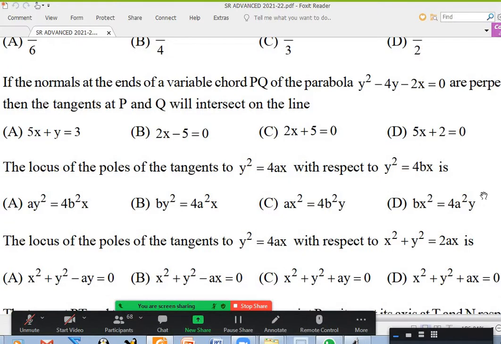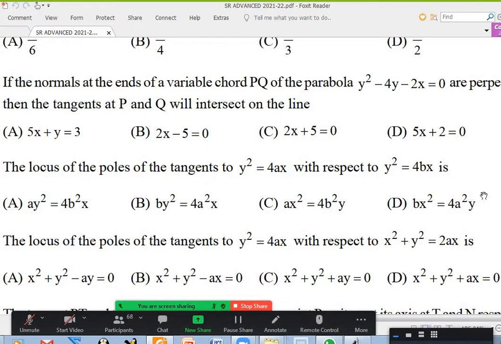Okay, 37. If the normals at the ends of a variable chord are perpendicular, then the tangents at P and Q will intersect on the line. Oh, that is the directrix, right? Yes, sir. If normals at the ends of a chord are perpendicular, tangents are perpendicular. If tangents are perpendicular, the point of intersection of tangents will lie on the directrix. So directrix is the answer. So we have to just find the directrix.